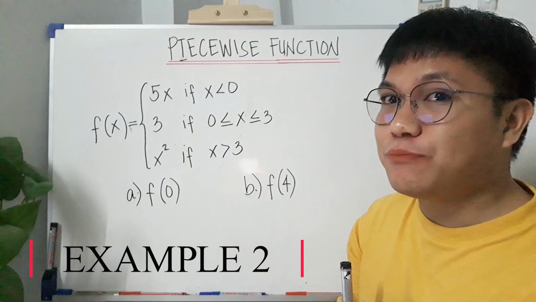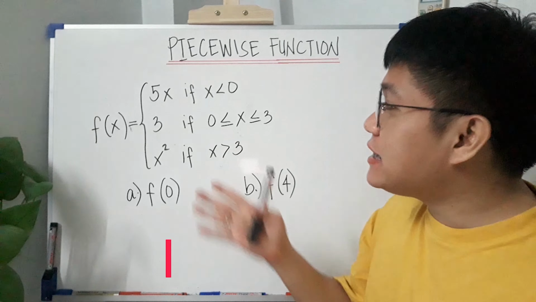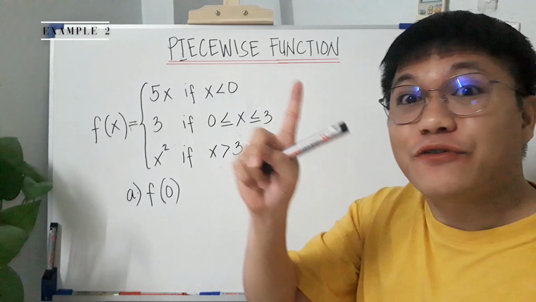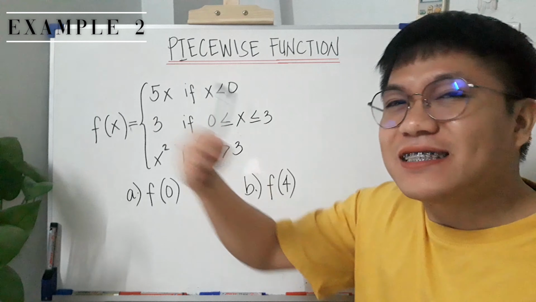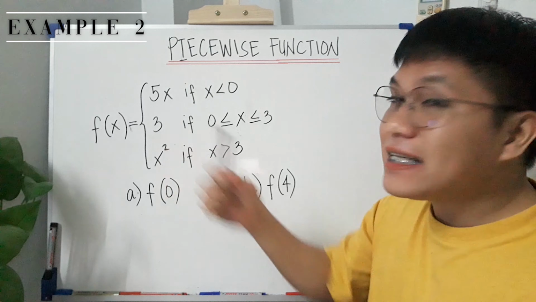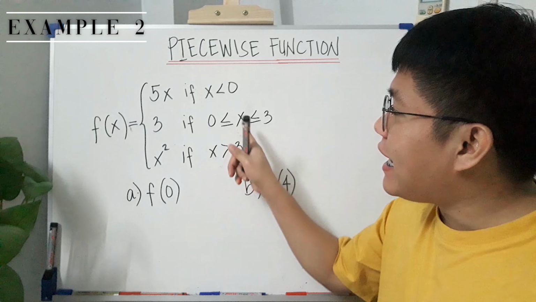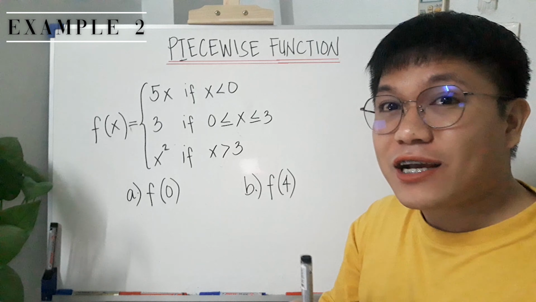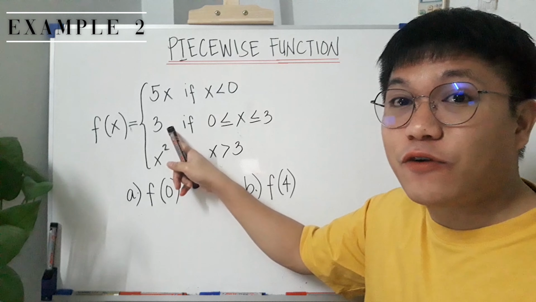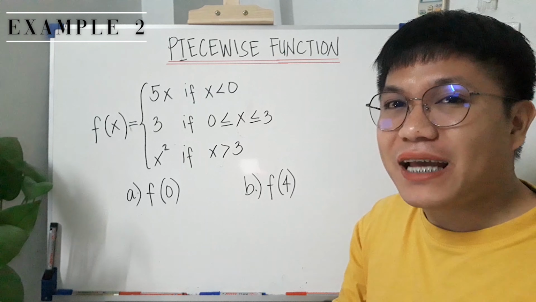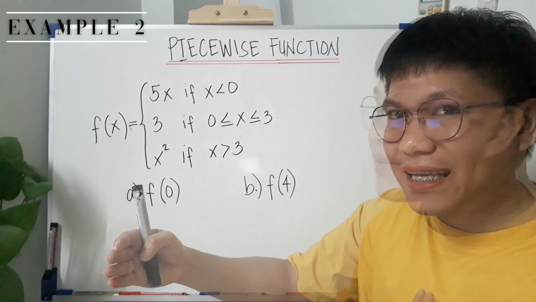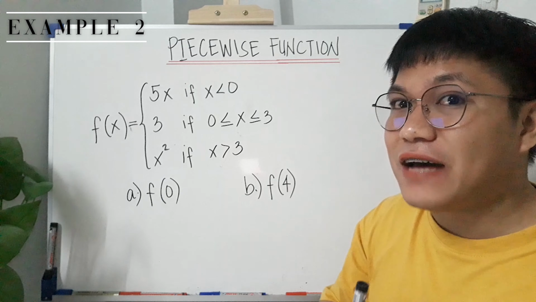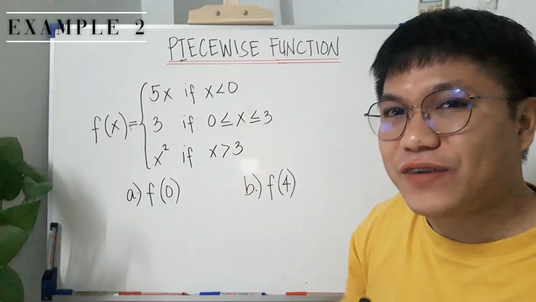Let's take a look at this example. Given the piecewise function defined by 5x if x is less than 0, that means the values of our domain in the first formula are negative 1 to negative infinity. Next, the second formula is 3 if x is less than or equal to 3 and greater than or equal to 0. So what do you think are the values of our domain here in our second formula? That means the values of our domain start from 0 to positive 3. Lastly, x squared if x is greater than 3. That means the values of our domain are 4 to positive infinity.